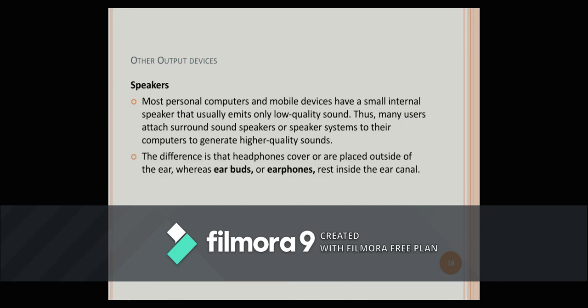The difference is that headphones cover or are placed outside of the ear, whereas earbuds or earphones sit inside the ear canal. A headset is a device that functions as both headphones and a microphone.